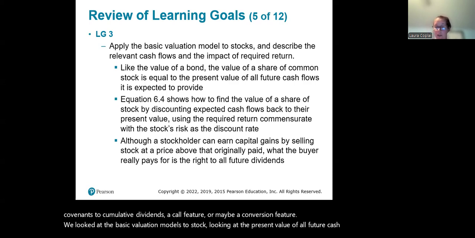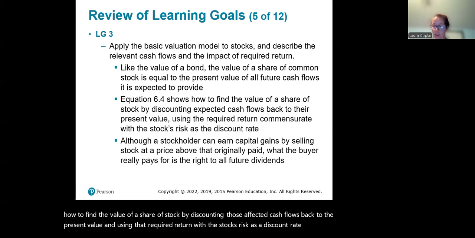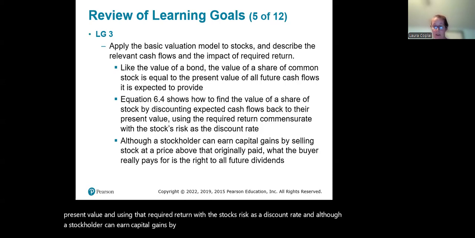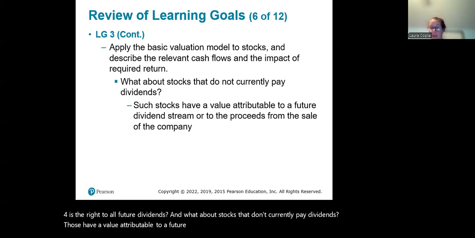We looked at the basic valuation models for stock, looking at the present value of all future cash flows and the value of a share of common stock. Specifically, equation 6.4 shows us how to find the value of a share of stock by discounting those expected cash flows back to the present value, using the required return, with the stock's risk, as a discount rate. Although a stockholder can earn capital gains by selling stock at a price above originally paid, what the buyer really pays for is the right to all future dividends. And what about stocks that don't currently pay dividends? Those have a value attributable to a future dividend stream or to the proceeds from the sale of the company, possibly.